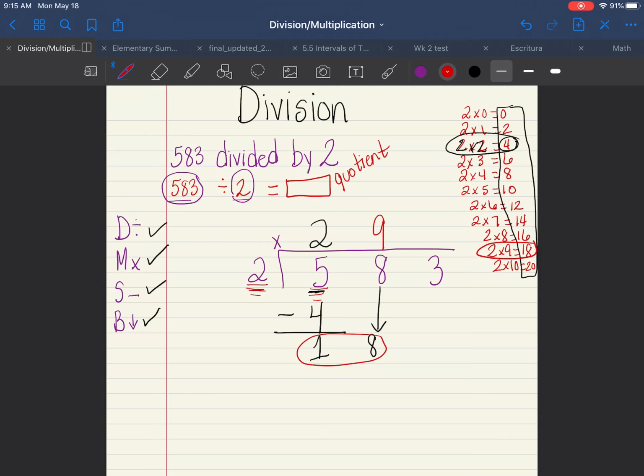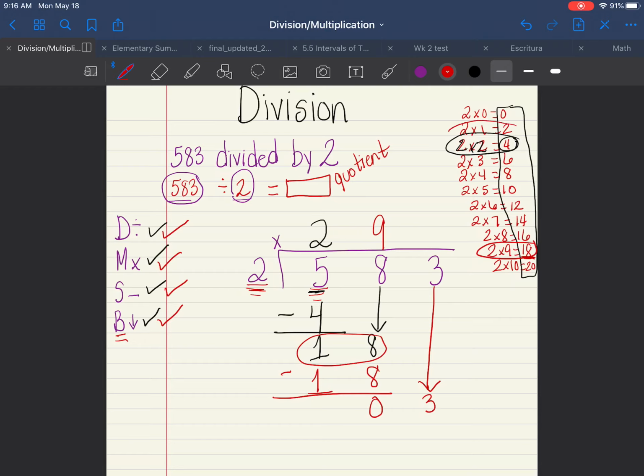And now we have 18. 2 times what gives me 18? We actually have it right here. That would be 2 times 9. So I'm going to write the 9. And remember, we're dividing, so I'm going to go ahead and put a check mark. Now I'm going to multiply. 2 times 9, remember that equals 18. Don't forget to write it down. Now we're going to subtract. 18 minus 18 equals 0.